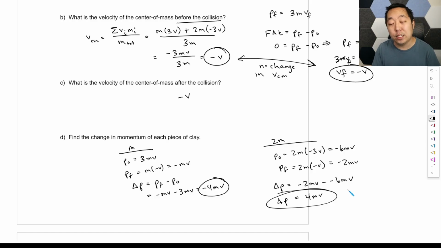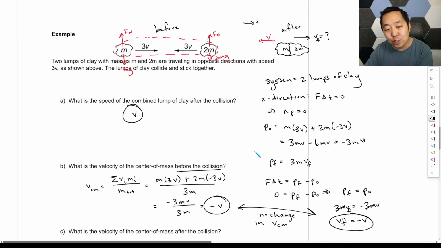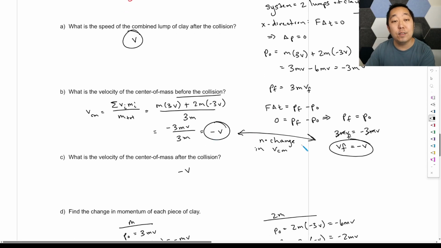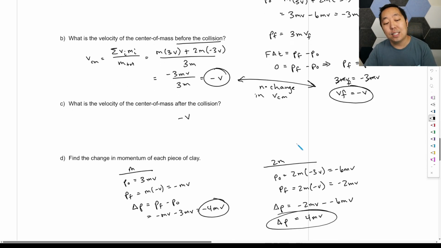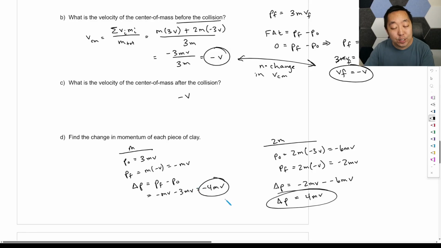Okay, and so what has this told us? What has this ultimately taught us? A couple of things. In a collision, if there are no external impulses, right, and the momentum is conserved, the velocity of the center of mass doesn't change and the momentum of the overall system doesn't change. However, each individual block does have a change in momentum, but they change in equal and opposite amounts, so the overall total change is still zero.